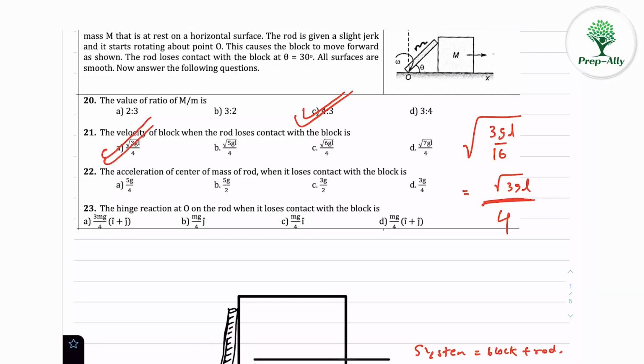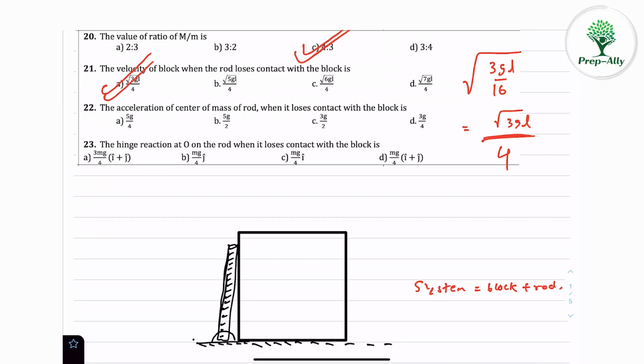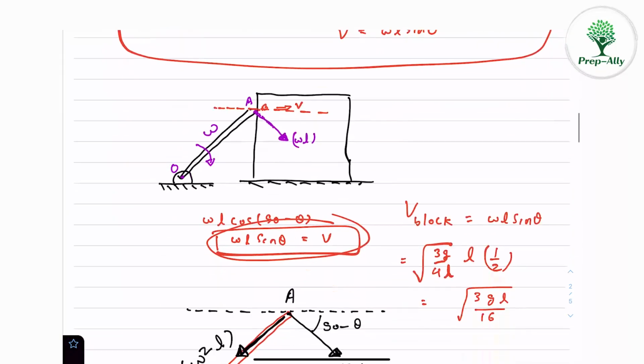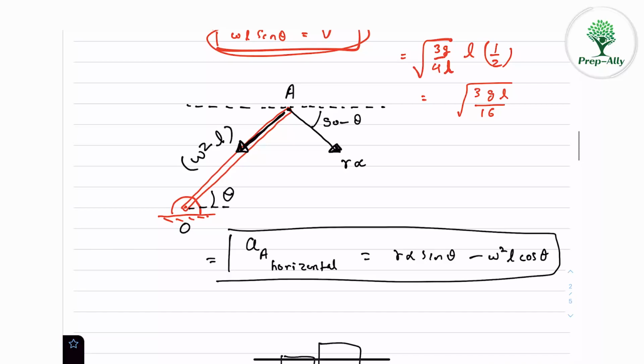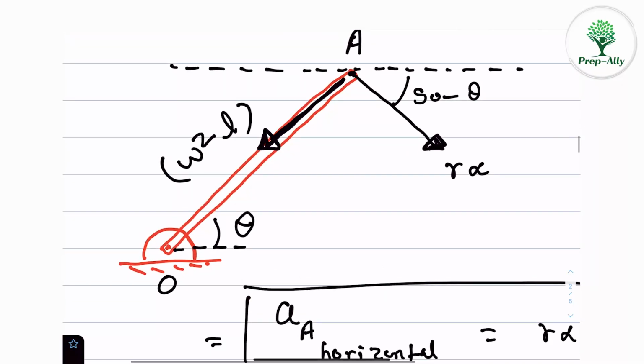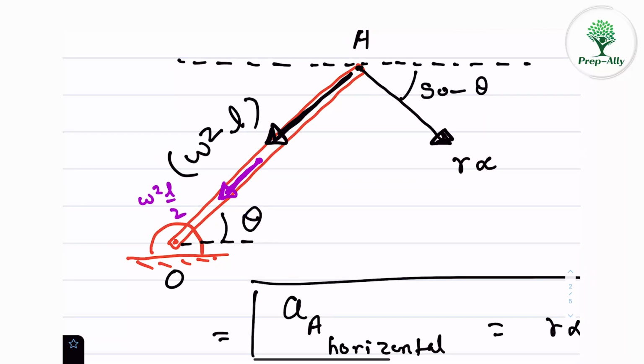Acceleration of center mass of the rod when it loses contact with the block. Oh, that's horrible. So center mass is moving in a circle, so it will have two accelerations. One will be the centripetal, one will be the tangential. So centripetal acceleration is omega square L by 2, because the radius for the circular motion of center mass is L by 2. Center mass is at the midpoint, and with respect to the hinge it is moving in a circle of radius L by 2. As far as tangential acceleration is considered, it is alpha L by 2. So what is the total acceleration?